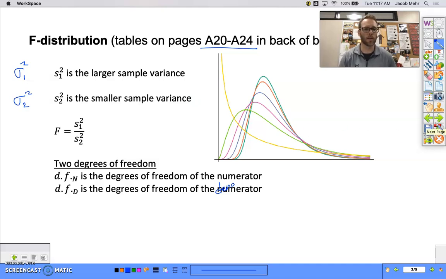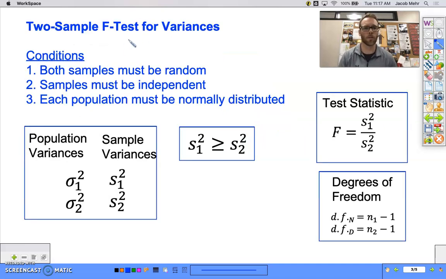All right, so how do we do our test? Well, our conditions are the first thing that we should ask ourselves. Our conditions are that both samples must be random, they must be independent, and each population must be normally distributed. It wouldn't make sense for us to compare variances of populations that have different types of distributions.